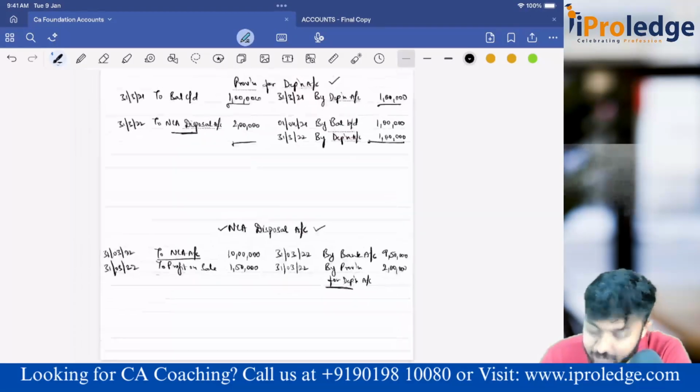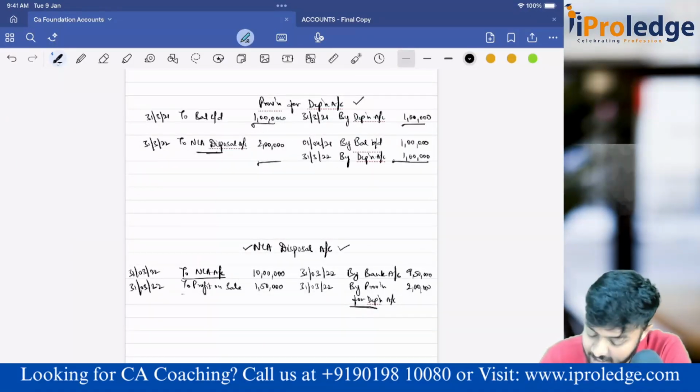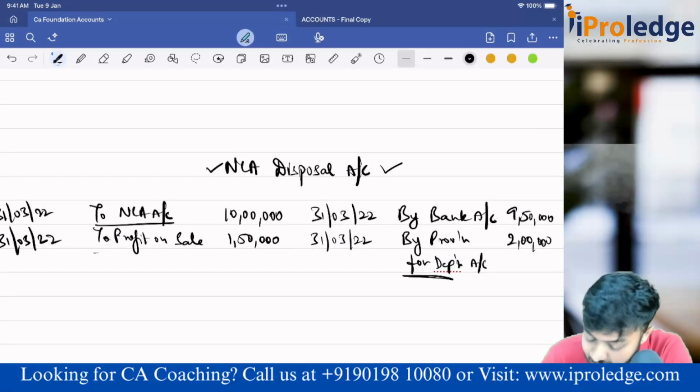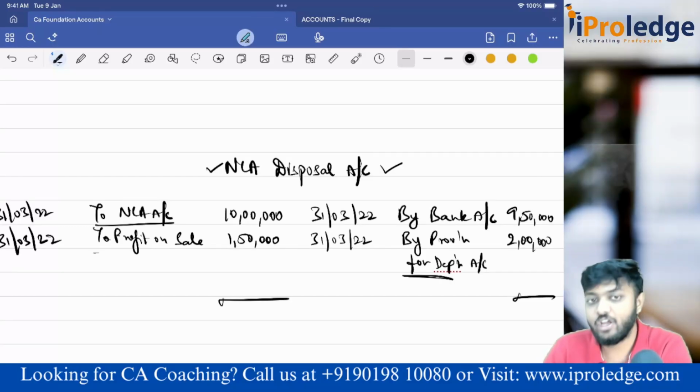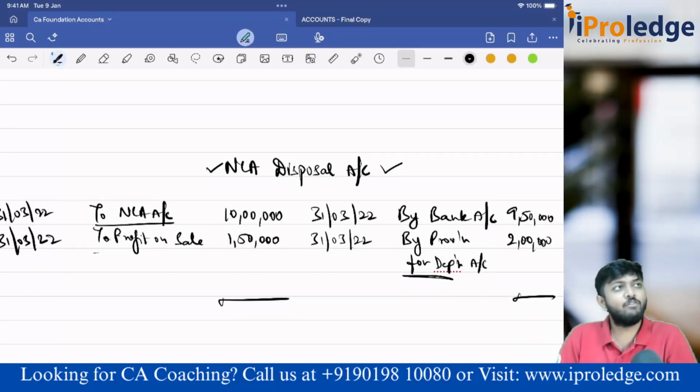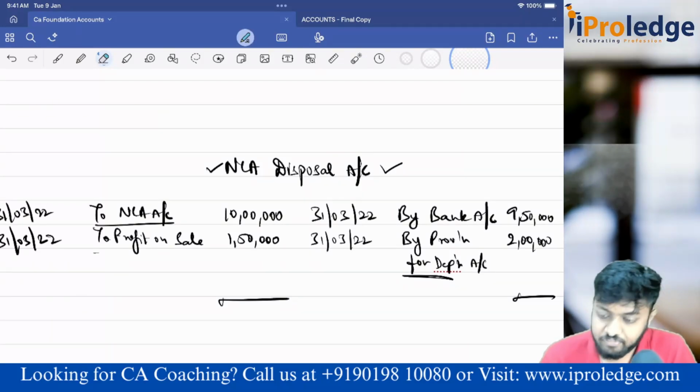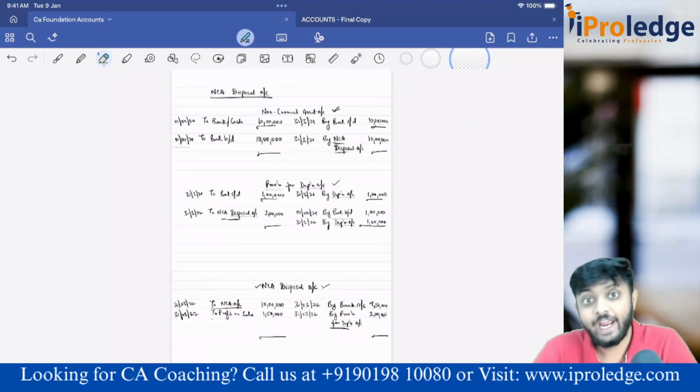Now if you see, I am done with all the sales entries. Now the disposal account should have automatically closed. 10 lakh plus 1 lakh 50, 11 lakh 50, 11 lakh 50. Your account is automatically closed. That means we are done with sales. So the profit on sale is there in NCA disposal account. Either find it as balancing figure, or if you calculate it and put it there, then the account is automatically closed. Clear?